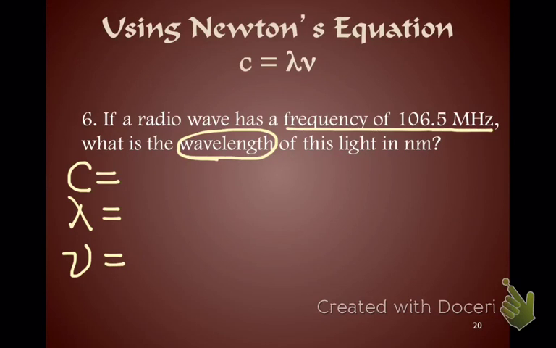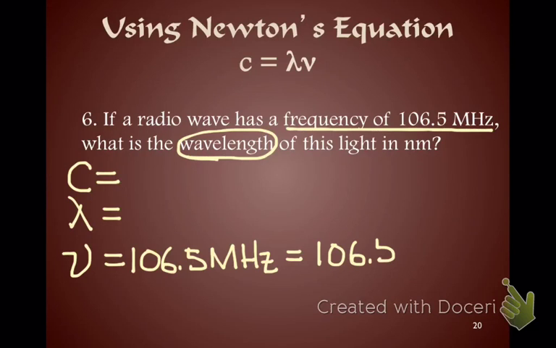So the frequency is 106.5 megahertz. Frequency is nu. Usually we can't use mega, so we will convert it. If we look at our metric train tracks or any other way you remember your metric conversions, we see that mega is 6 steps away from the standard units. So we can write times 10 to the 6th because mega is large, and that is hertz.